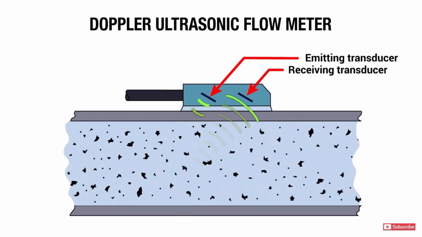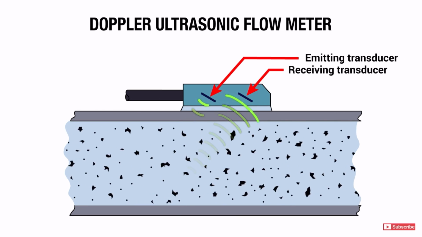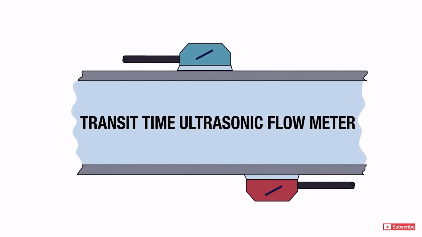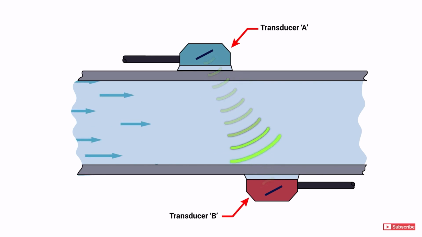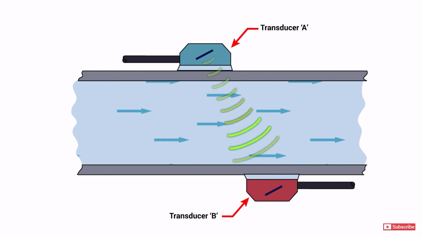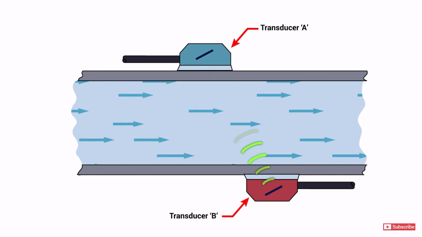If there are no particles in the liquid, a transit time ultrasonic flow meter is used. It compares the measurements of upstream and downstream measurements. Frequencies bounce off of A and back to B. When flow is present, the sound moves faster when traveling in the same direction as flow, and slower if moving against. If there is no flow, travel time is equal. Solids and bubbles will cause frequency to be weak.